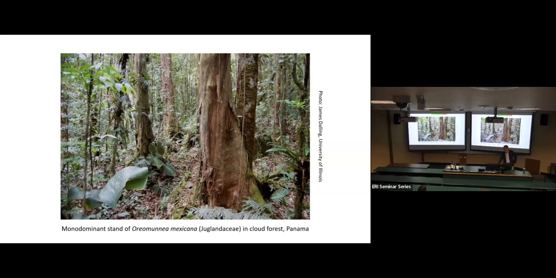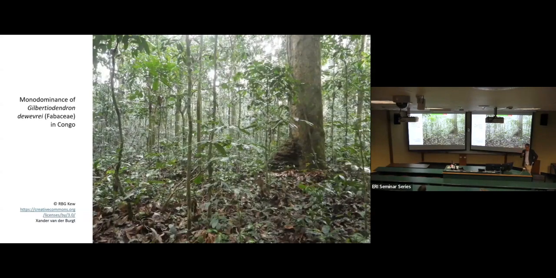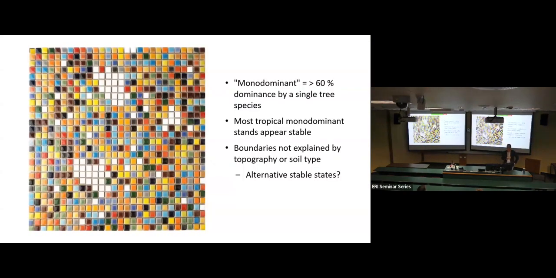But another example from tropical Africa, this is a true equatorial rainforest right on the equator in Congo, and this is an even more overwhelming example of monodominance. I'm not even going to try and pronounce that name, but it's in the pea family, and from the seedlings right up to the forest canopy, the species is overwhelmingly dominant. It's a rule of thumb that greater than 60% dominance counts as monodominance. But that last example we just saw is much higher than 60%, more like 90%. And most of these tropical monodominant stands appear stable. Not all of them, but most of them appear stable.